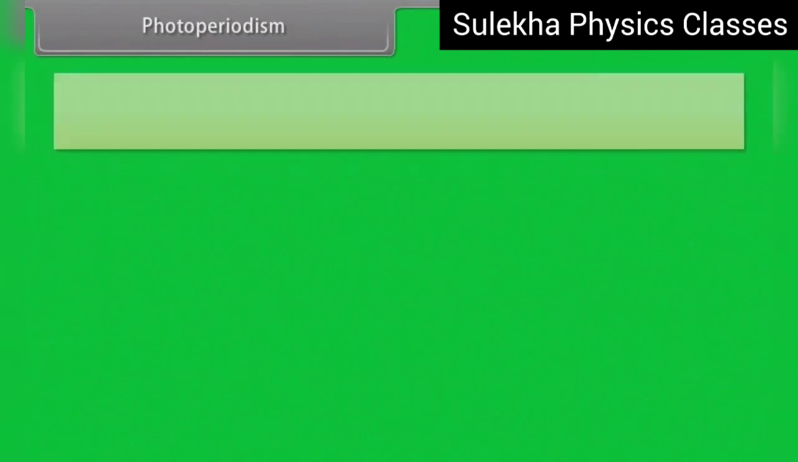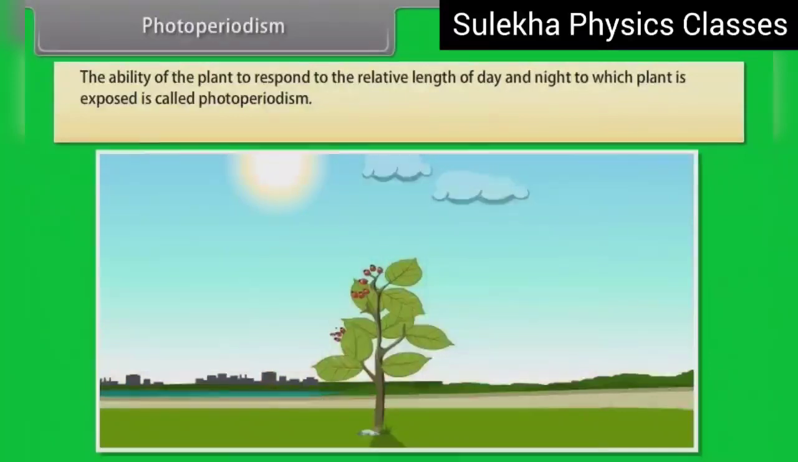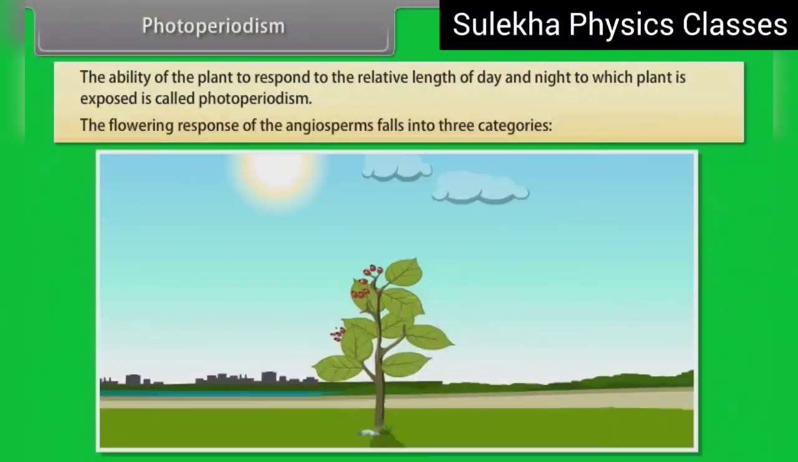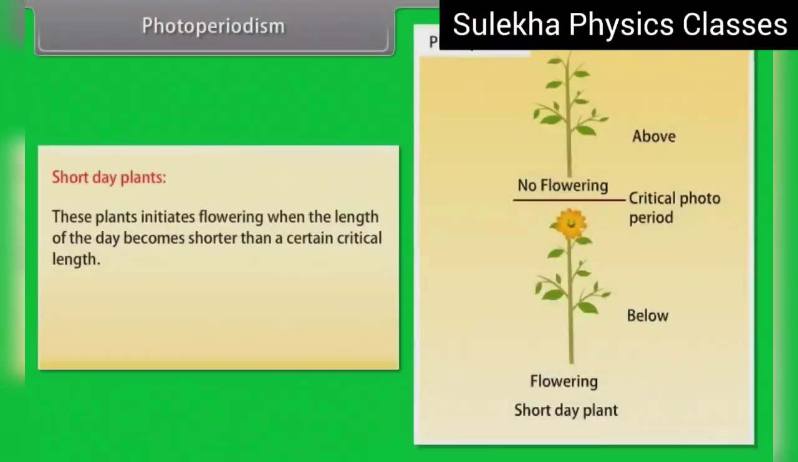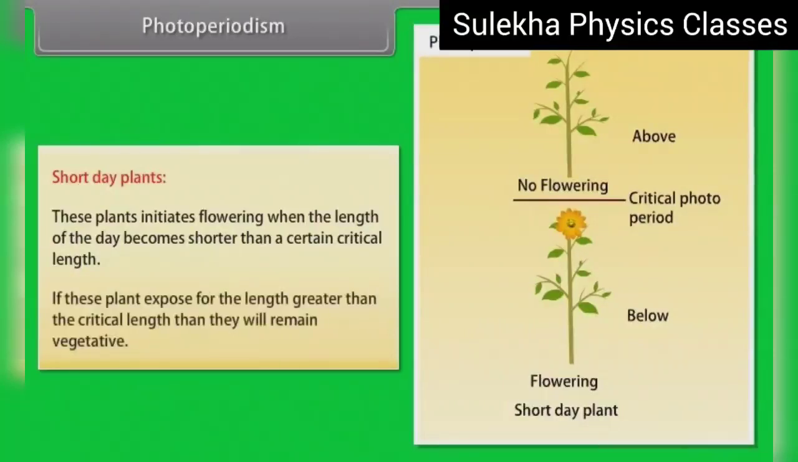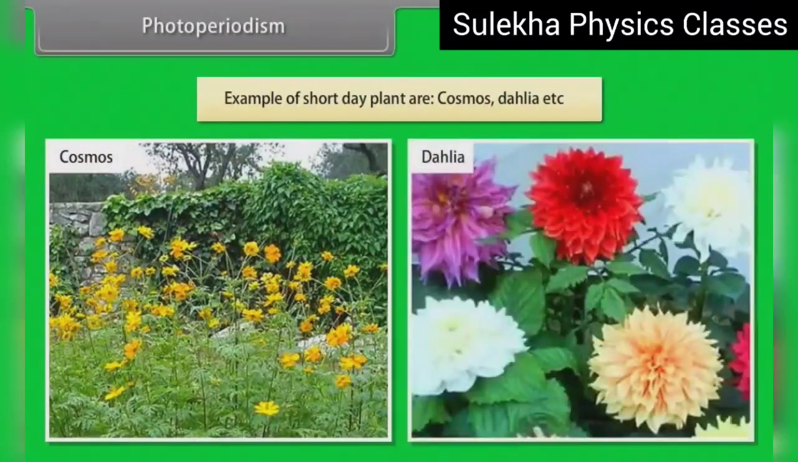Photoperiodism. The ability of plants to respond to the relative length of day and night to which the plant is exposed is called photoperiodism. The flowering response of the angiosperms falls into three categories. Short day plants. These plants initiate flowering when the length of the day becomes shorter than a certain critical length. If these plants are exposed for a length greater than the critical length, then they will remain vegetative. Examples of short day plants are cosmos, dahlia, etc.